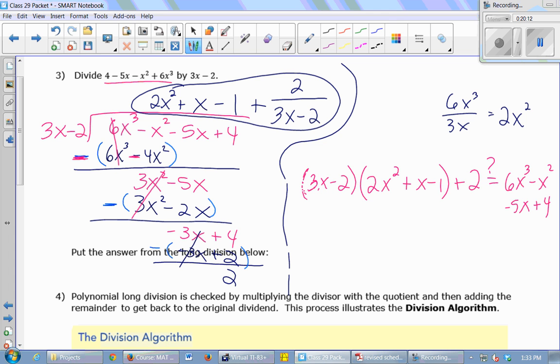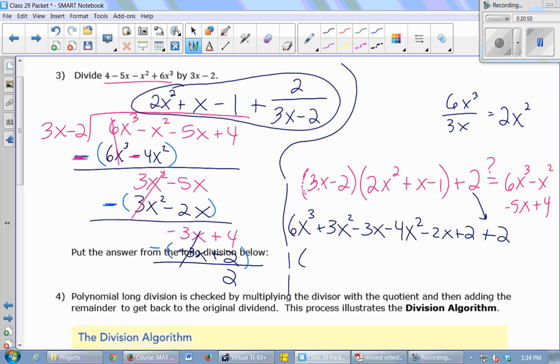The rule is multiply everything by everything else, right? So I'm going to start with my 3x and multiply it by everything else in the other set of parentheses. So 3x times 2x squared is 6x cubed. 3x times x is 3x squared. And 3x times -1 is minus 3x. Okay, so I've distributed my 3x to every term in the other parentheses. Now distribute your -2. And we have -4x squared minus 2x plus 2. And then I still have this plus 2 over from over there.